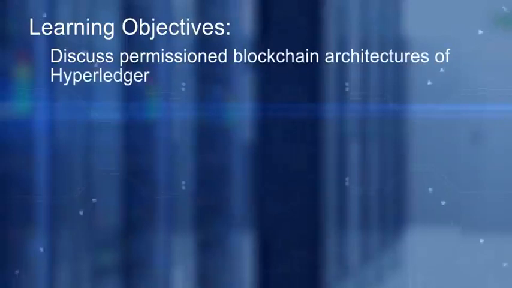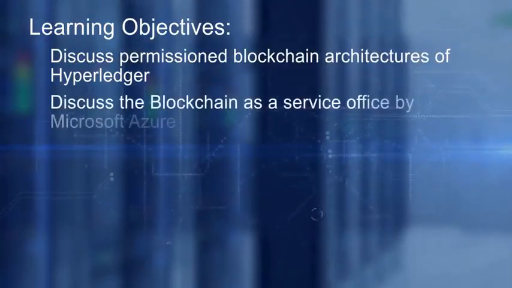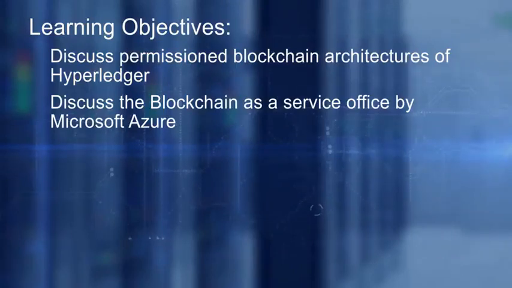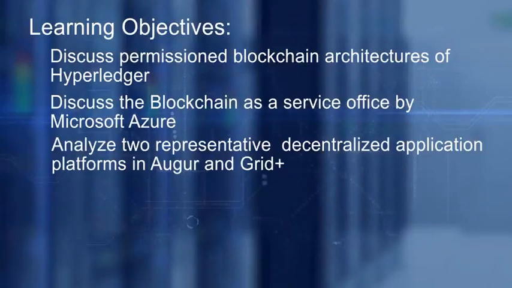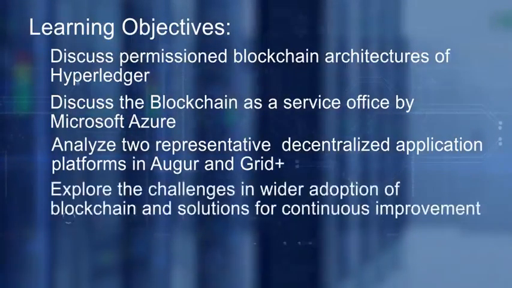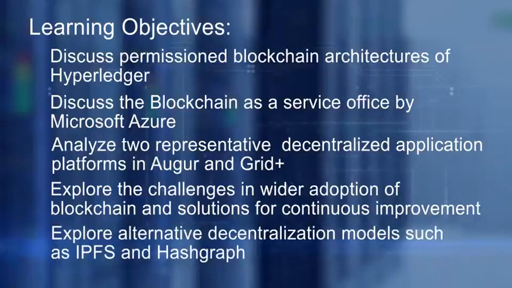On completion of this course, you will be able to discuss the permissioned blockchain architectures of Hyperledger, discuss the blockchain as a service offered by Microsoft Azure, analyze two representative decentralized application platforms in Augur and GridPlus, explore the challenges in wider adoption of blockchain and solutions for continuous improvement, and explore alternative decentralization models such as IPFS and Hashgraph.